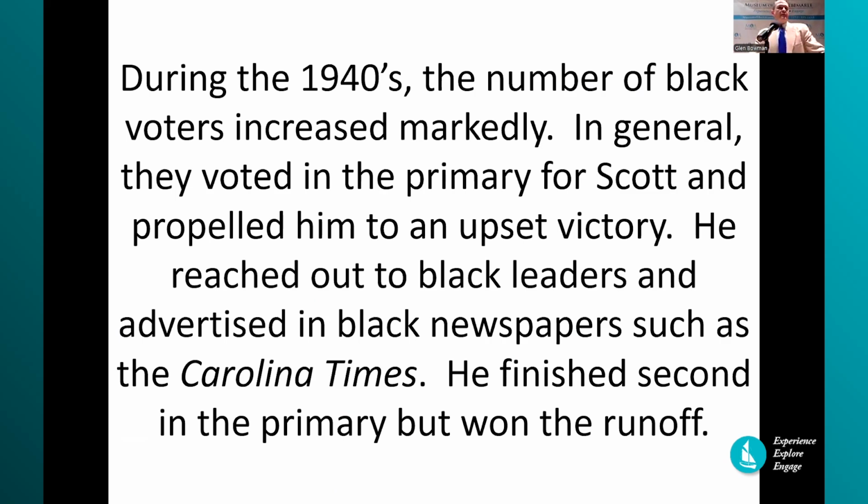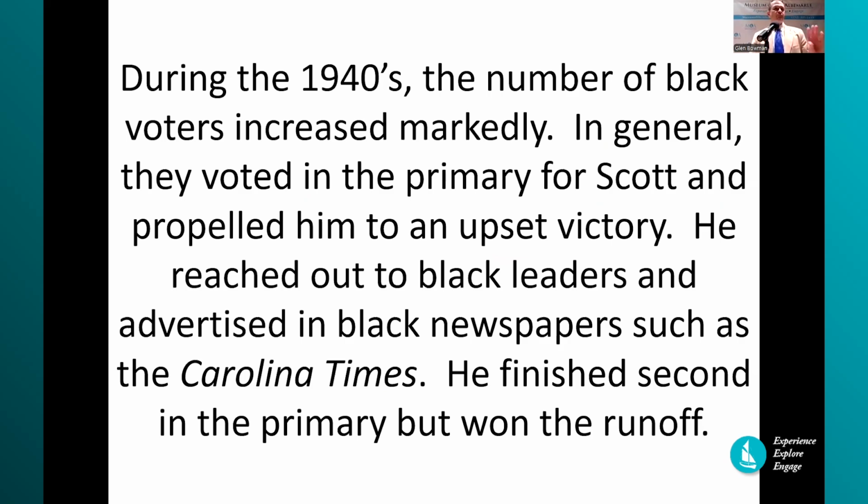But meanwhile, in the 1940s, the number of Black voters did increase in North Carolina. Now, it did not increase in all states. It did not increase in Mississippi or Alabama or Louisiana, but it did increase here in the 1940s. In general, they voted in the primary for Scott because Scott was going against the machine, bucking the trend. He was told, don't run because it's not your turn. It's the Western half's turn, not the Eastern half's. He didn't care. He wanted to run anyway. He actually advertised in Black newspapers, such as Lewis Austin's Carolina Times.